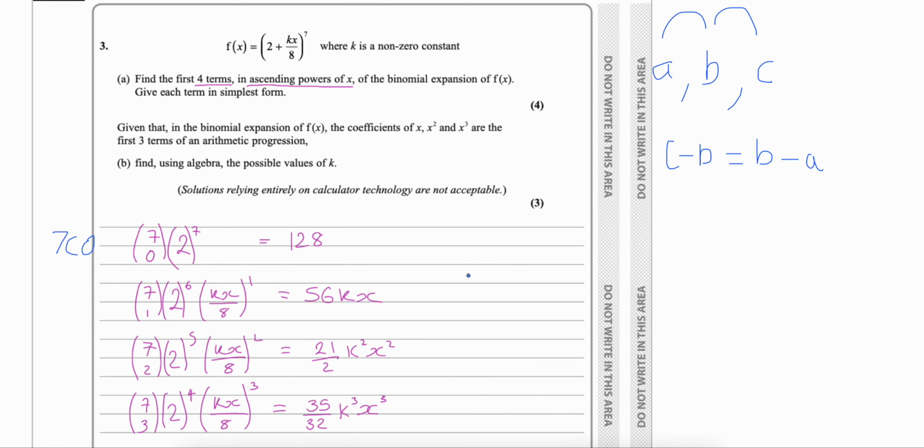So having a look at the question, find the possible values. So we have two possible values of k and both are acceptable. Okay, cool.